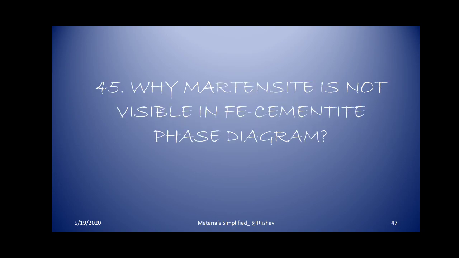Why martensite? Now, this is a very popular question. Since the iron carbon phase diagram is definitely asked, another question which comes up is why martensite is not visible in the iron cementite phase diagram. Well, the answer to this is very simple. These phase diagrams are equilibrium diagrams, whereas martensite is a non-equilibrium structure. Martensite is a non-equilibrium phase. So obviously on an equilibrium phase diagram, I cannot show something which is non-equilibrium. So martensite is not visible.